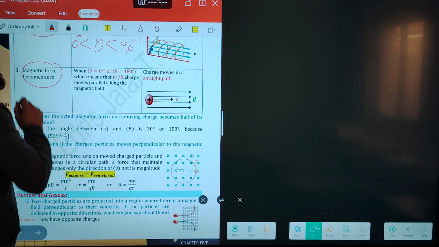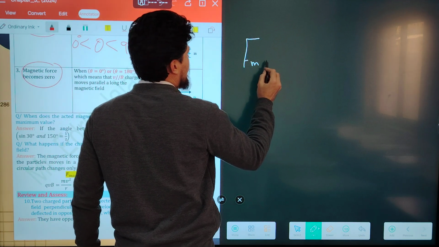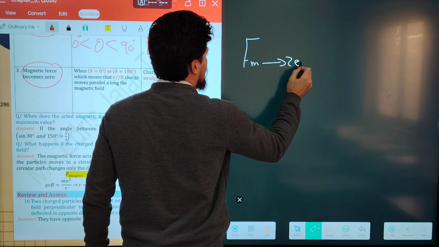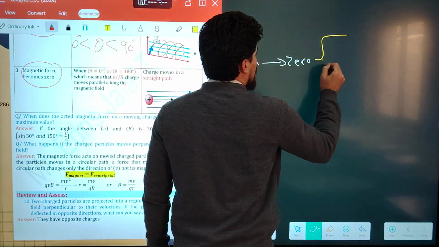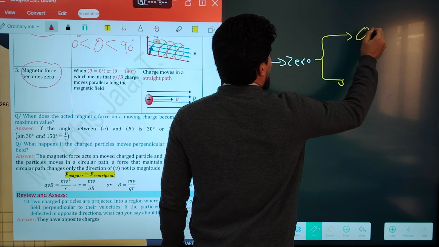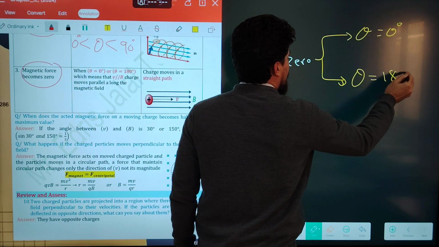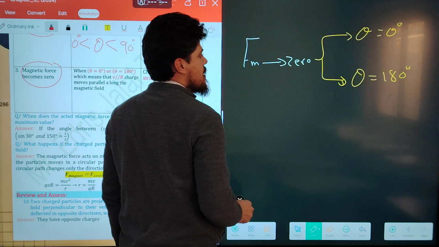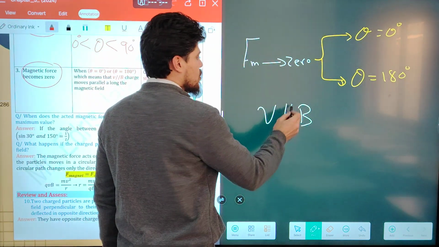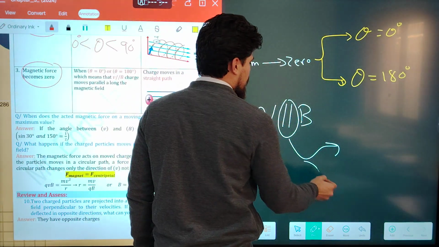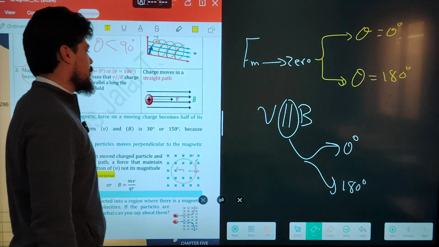So, when does the magnetic force become zero? Guys, the magnetic force becomes zero even if the charge is moving in the magnetic field, when the angle between V and B is 0, or when the angle between V and B is 180. So can we say when V is parallel to B? Yes. So we have two angles of parallel: parallel by 0 degrees, parallel by 180 degrees.